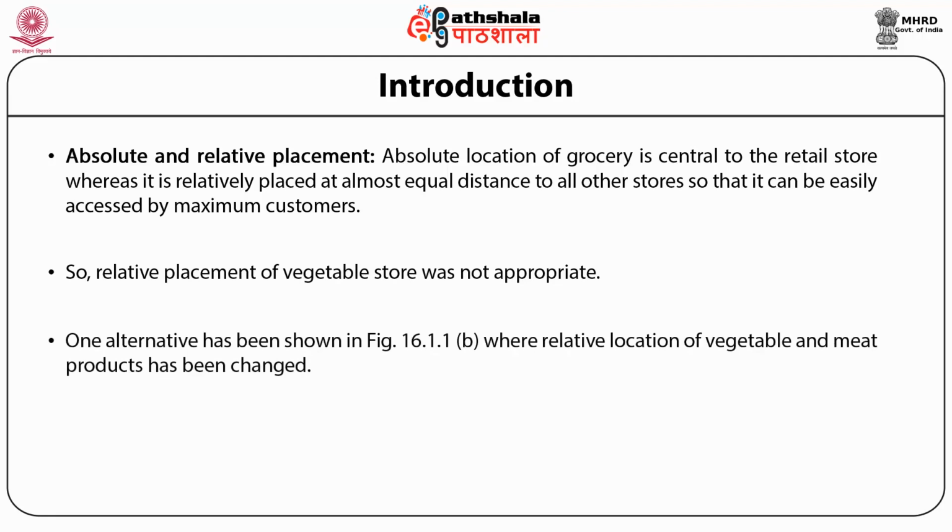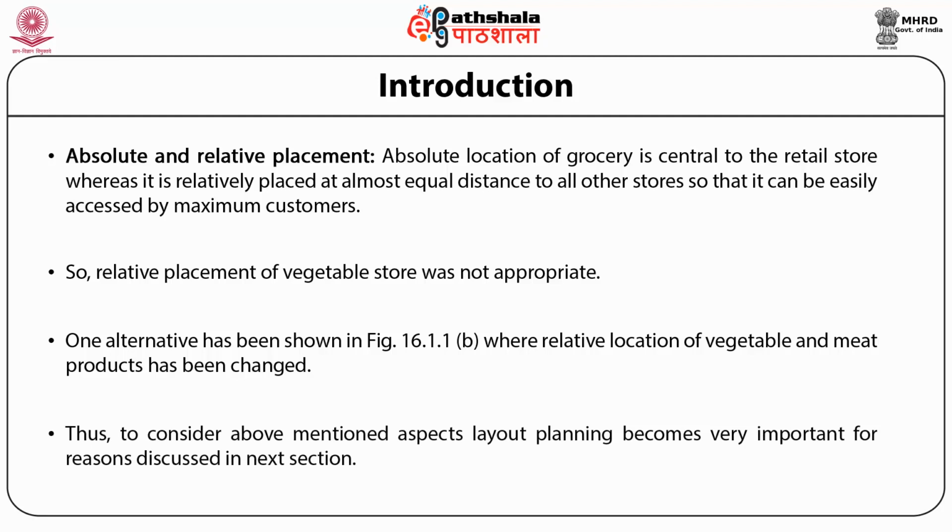One alternative has been shown in the figure where the relative location of vegetable and meat products has been changed. This can be one alternative out of numerous available, but a firm must select only that which has the highest economic value. Thus, to consider the above mentioned aspects, layout planning becomes very important, for reasons discussed in the next section.